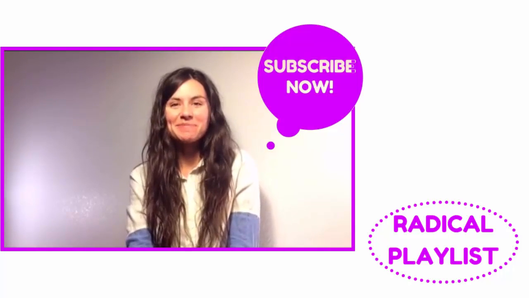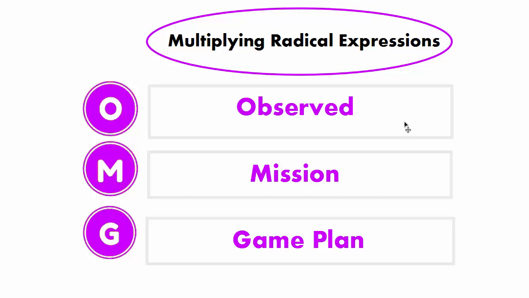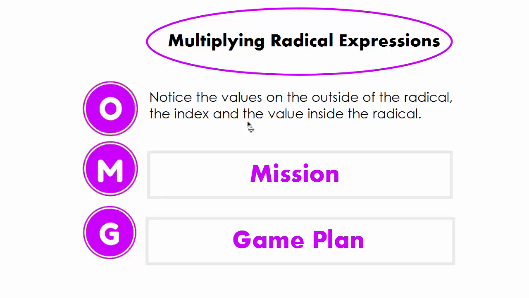For multiplying radical expressions, the first thing you should observe when doing any of these problems is to notice the values on the outside of the radical. Those are called your coefficients. Notice the index, which is the small number, and then the value inside the radical, that's called the radicand. We need to check out what those numbers are before we start multiplying.